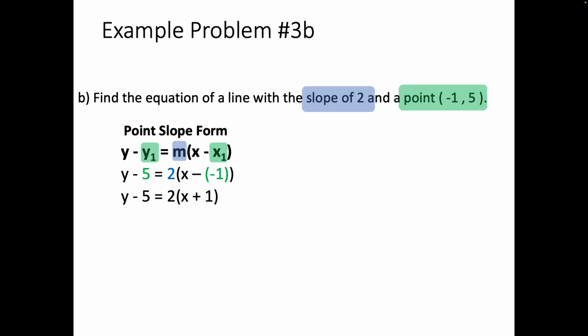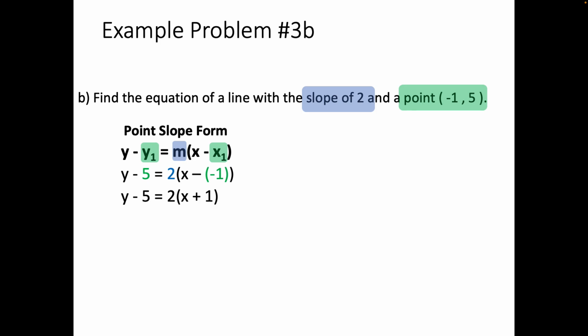Well, this problem gave us a slope and a point. So obviously we're going to use our point-slope form. However, sometimes it'll give us even less information than that, or different information, I guess I should say. It won't give us the slope and a point, but what if it gave us 2 points? If we have 2 points, then you'll notice we don't have a slope.